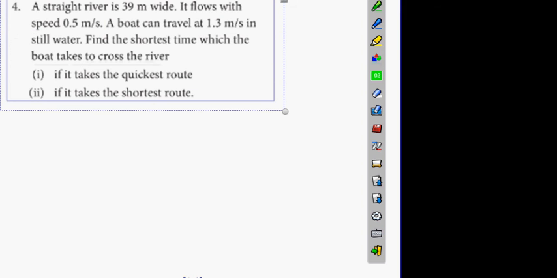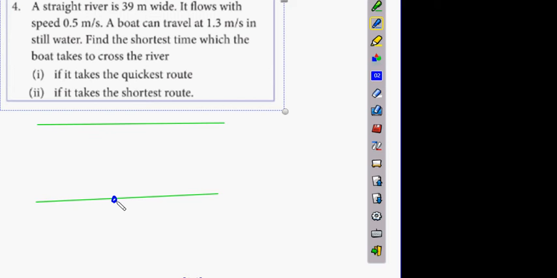Now, this one here. What happens here, guys? We have our bank from river. We have the river here. Now, our boat starts off here, and what we know is that if you're looking for the quickest route, just put all your energy into going forward.